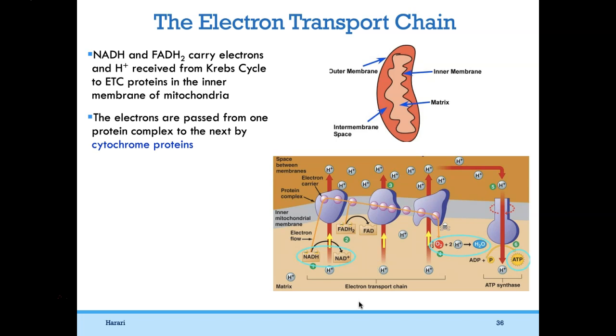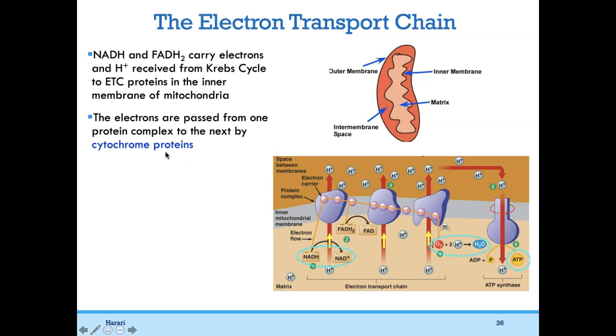So what's happening here? We start off with NADH, which, again, has electrons on it. And it's going to transfer its electrons to electron carrier proteins on the membrane. And these electrons will pass along from one protein to the next along this chain in the membrane.